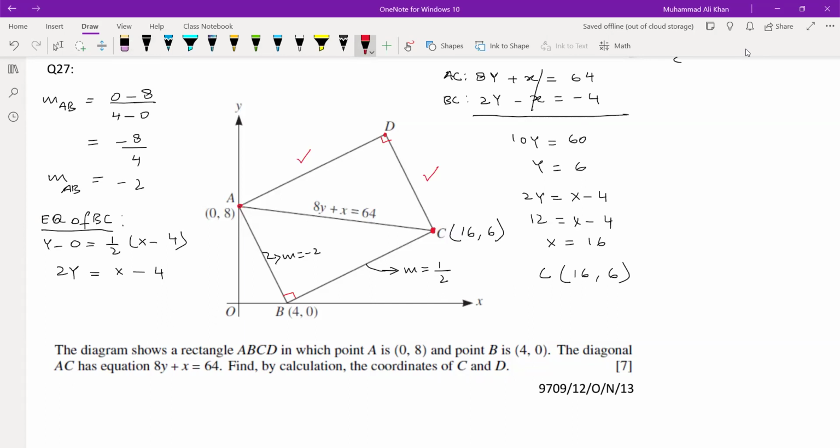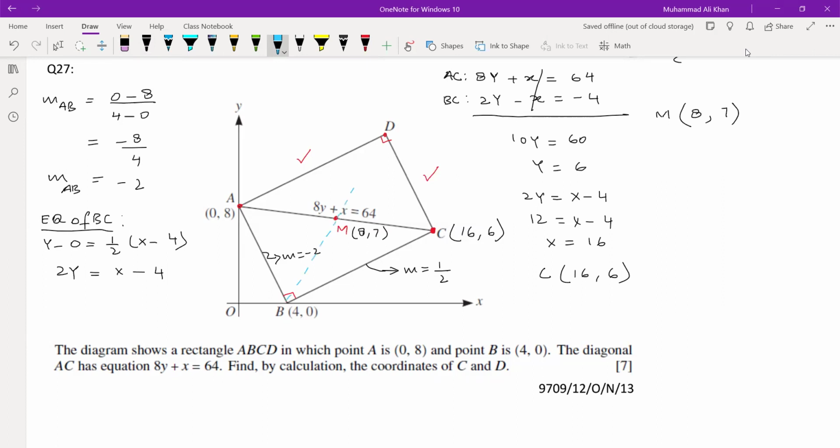Another process we have is that I am calculating the midpoint of AB. So the midpoint will be, children, 0 plus 16 divided by 2 is 8, and 8 plus 6 divided by 2 is 7. This is the midpoint, 8, 7. And it's a rectangle, as given in the question. So children, the midpoints of the diagonals are the same.